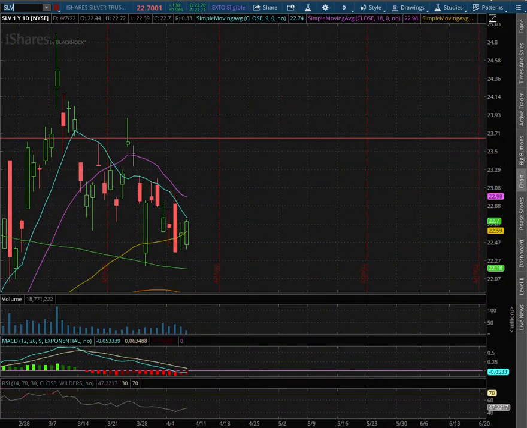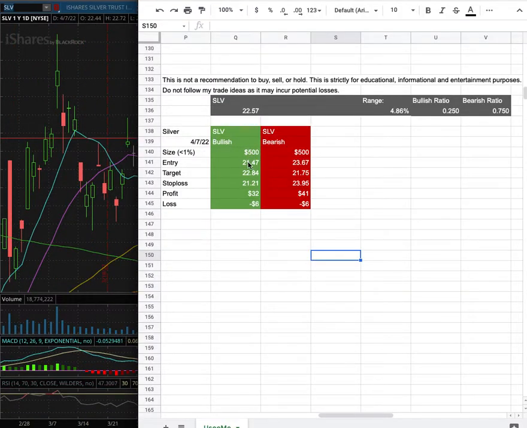My trade position size is less than 1% of my portfolio. My long entry is at $21.47. My sell target is at $22.84. My stop loss is at $21.21.